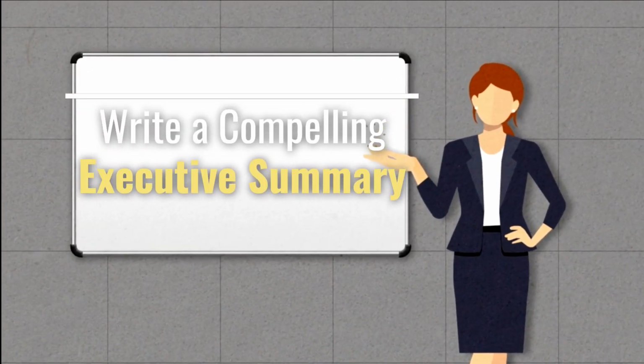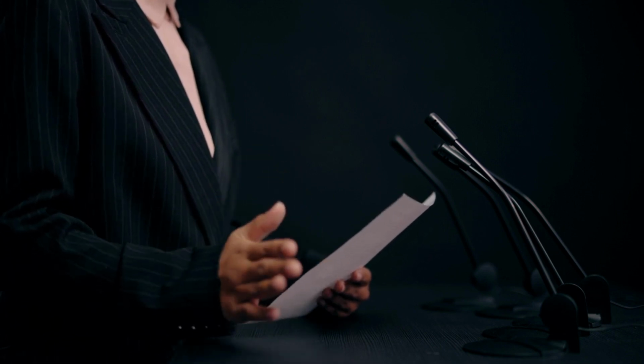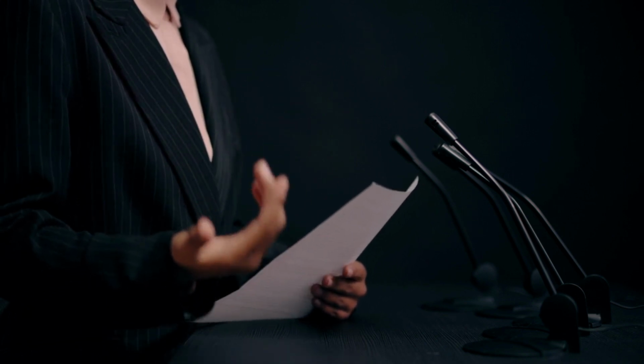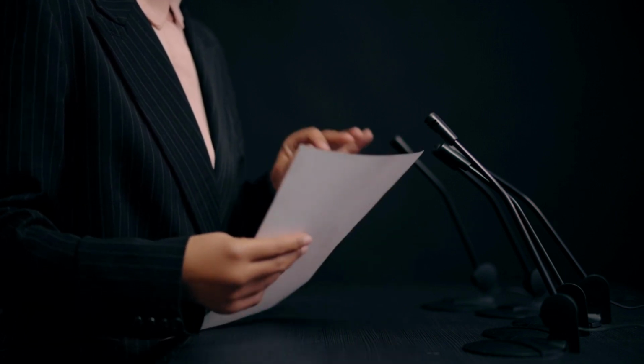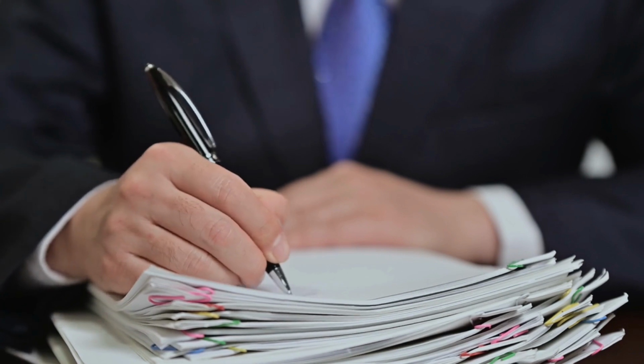Number 1. Write a compelling executive summary. This is the first page of your business plan. Think of it as your elevator pitch. This concise section provides a mission statement and an overview of your business plan, highlighting your unique value proposition, target market, and financial projections. It's crucial to make it engaging and captivating to grab the reader's attention.